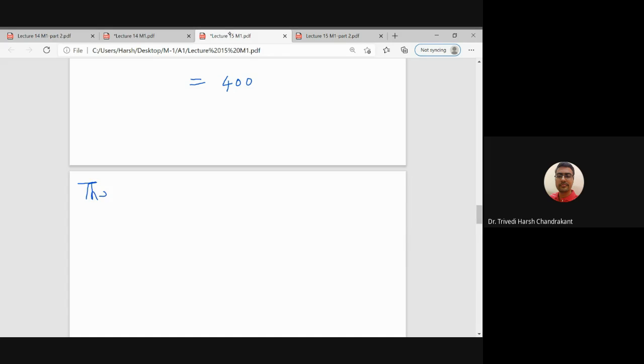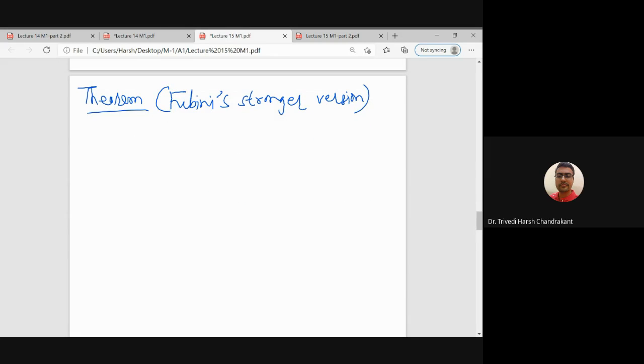That is the general, stronger version of the theorem. So here essentially the region is not a rectangular region. So what does that mean? That means that we have an xy plane in which our region lies.